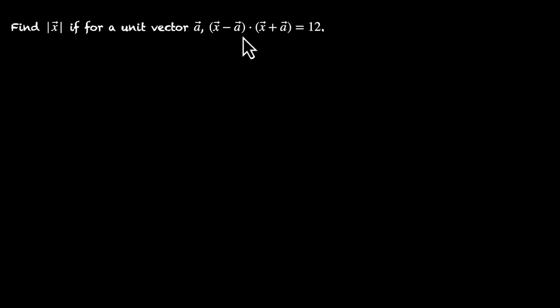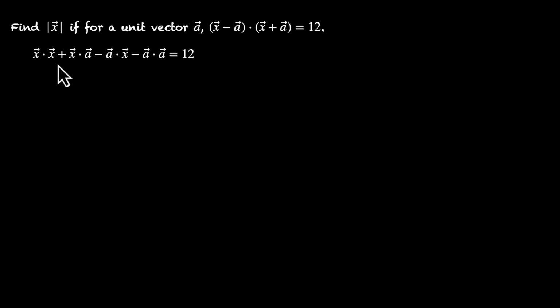We know that the dot product is 12, so let's actually find it. If we distribute, we'll get x vector dot x vector plus x vector dot a vector minus a vector dot x vector minus a vector dot a vector. That's the left hand side, right hand side is 12. So can we simplify this? We have x vector dot a vector minus a vector dot x vector. So dot product can switch around, these two cancel out. We have x vector dot x vector minus a vector dot a vector.